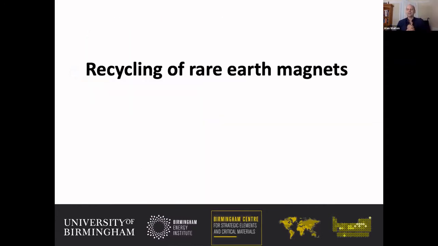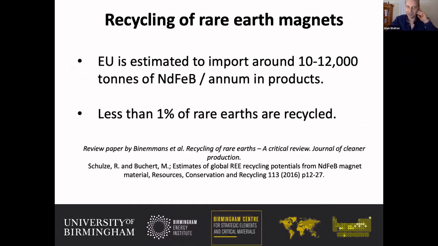So, second part of my talk, I said I'd discuss recycling with you. The initial part just introduces the subject area. If you look at recycling of metals today, the critical materials often have a very low recycling rate, and that's not just rare earth magnets, it's other metals as well. Now, we import into the EU around 10 to 12,000 tons of neodymium iron boron magnets in products today, mainly made in China, but we actually recycle less than 1%.